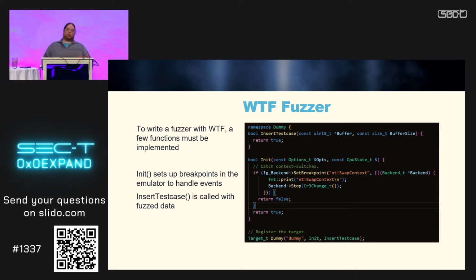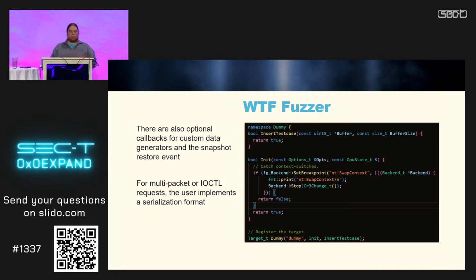If you needed to hook any arbitrary function to short circuit it so that you could provide arbitrary return values or anything like that, this can all be done here. And then there is an insert test case function that on every iteration, this is kind of the entry point to starting your fuzz. And this is where you would generally put fuzzy data into registers, into buffers that are pointed to by registers at your breakpoint.